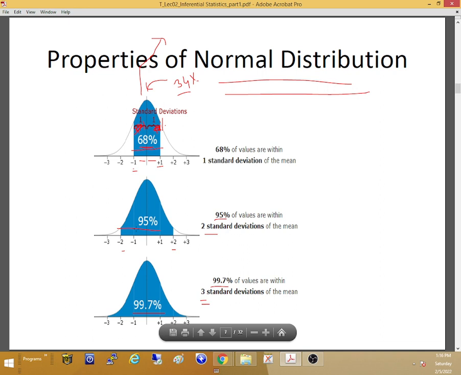Specifically in statistics these are very basic. That means all the students should know just these properties.